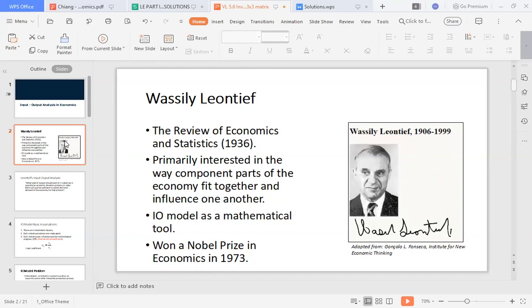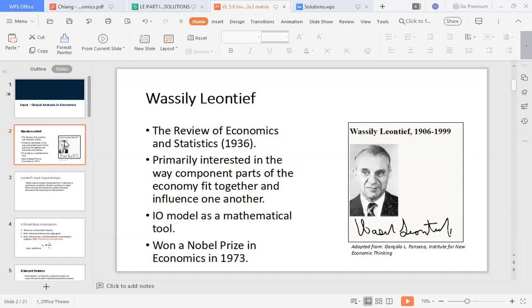Now, in the same year, 1936, John Maynard Keynes published the General Theory of Employment, Interest, and Money, which was focused on the problems of chronic unemployment in the capitalist economies of that day. But again, the importance of Leontief's contribution was acknowledged later, because he won the Nobel Prize in Economics in 1973.